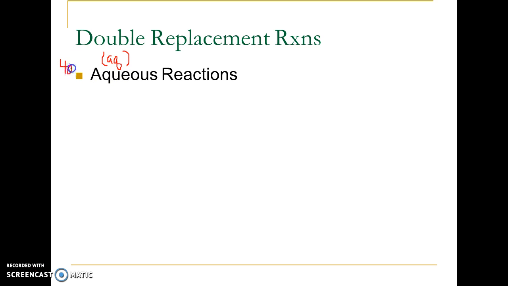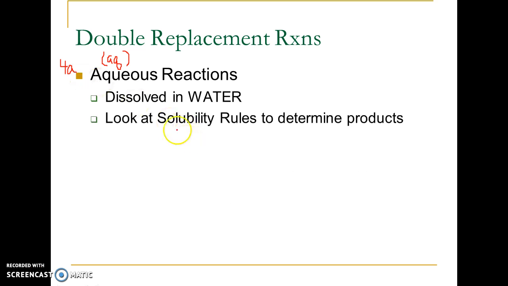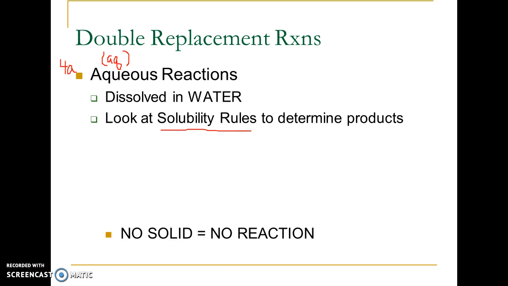4A double replacement reaction. Okay, so in an aqueous solution, that means that you are dissolved in water, and you have to look at your solubility rules to determine your products. The solubility rules can be kind of tricky, so be very careful with how you read them. In this video, I'm going to go through predicting products for this type of chemical reaction, and I'm going to be referring to the solubility rules. So if you do not have them out in front of you, parts of this video will not make sense. So please have those out.